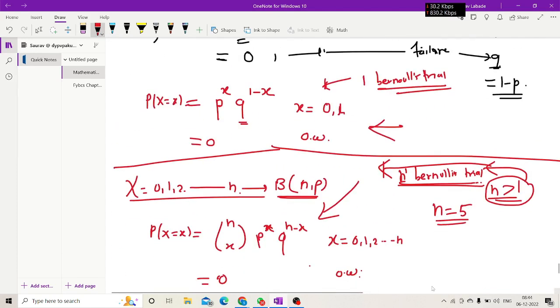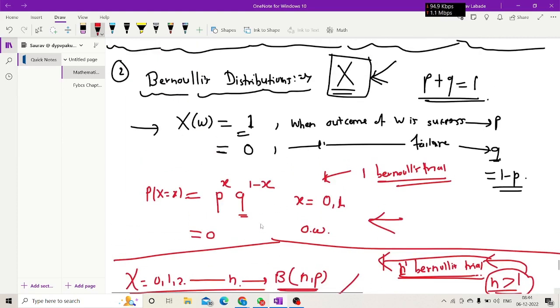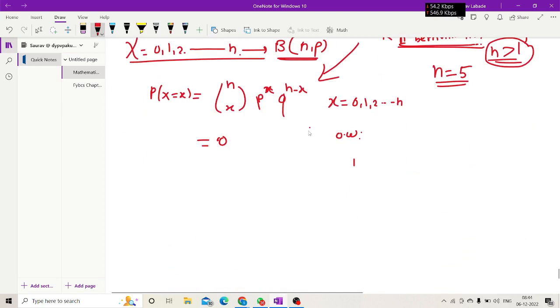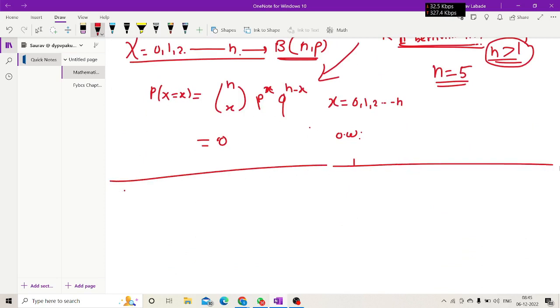Now you already understand the PMF, right? Bernoulli distribution is p raised to x, q raised to 1 minus x, 0 otherwise. Now let's try to discuss the mean and the variance of the Bernoulli distribution. First, we will cover all things related to the Bernoulli distribution, and then we will see about the binomial distribution. I am just trying to help you understand the difference between Bernoulli and binomial. So the next is the mean and variance, right?